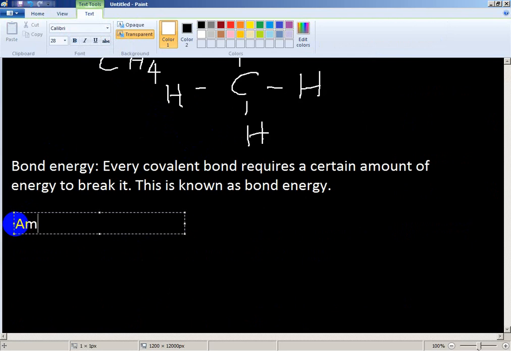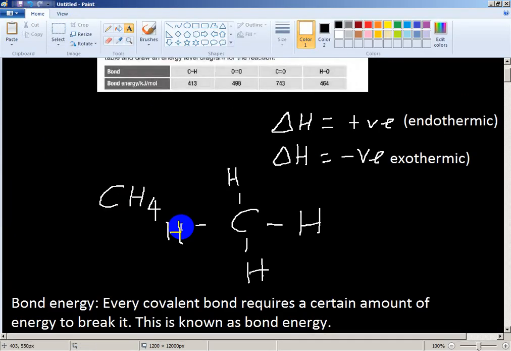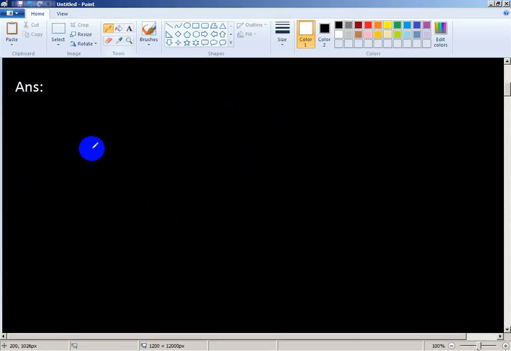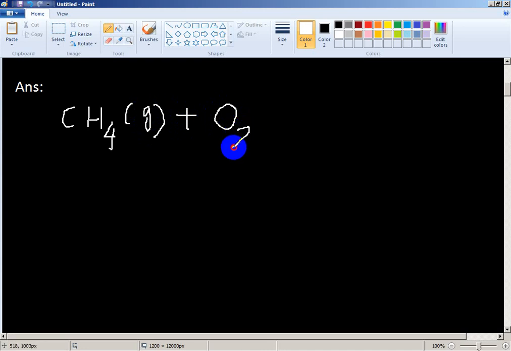Solution. At first you write the reaction. The reaction is methane plus oxygen forms carbon dioxide and water. At first you write the reaction. Methane plus oxygen. Okay, oxygen is a gas.